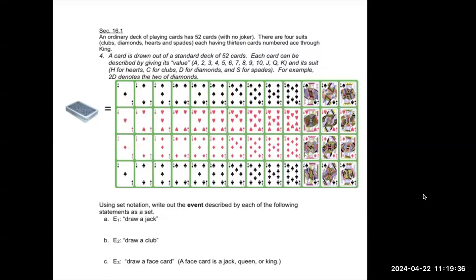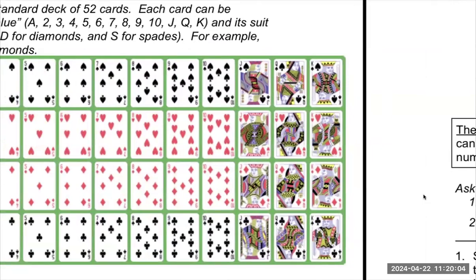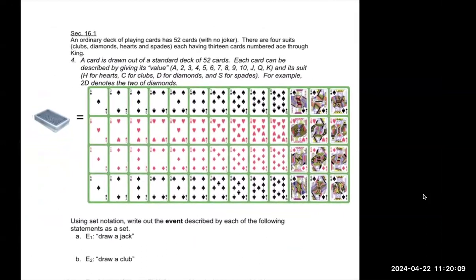And then in that exact same setup in diamonds, and the exact same setup in clubs. So that is what a standard deck of cards looks like. They usually call the cards that have the jack, king, and queen the face cards, because you can see their little faces on them, right? So they usually call those the face cards.